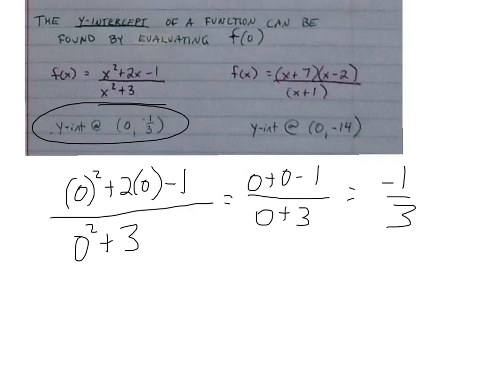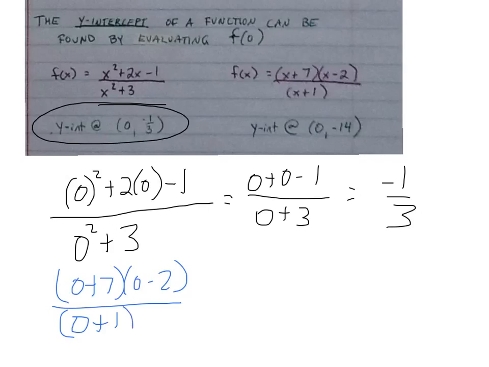Our second example, we do the same thing. In factored form, we have 0 plus 7 times 0 minus 2 over 0 plus 1, which is equal to 7 times -2 over 1, which is -14. So we have a y-intercept at 0, -14.